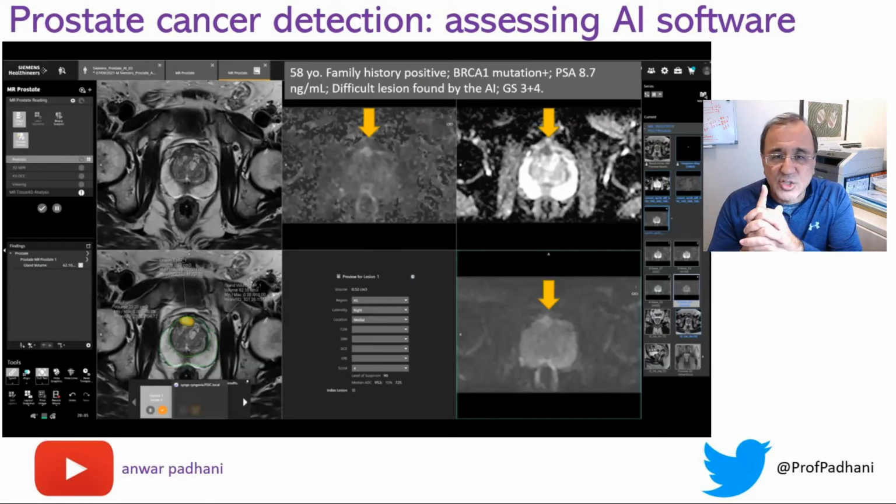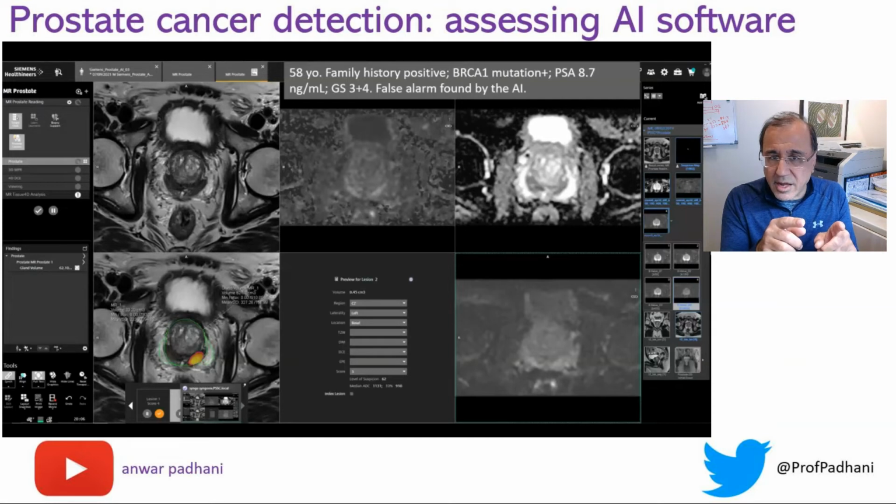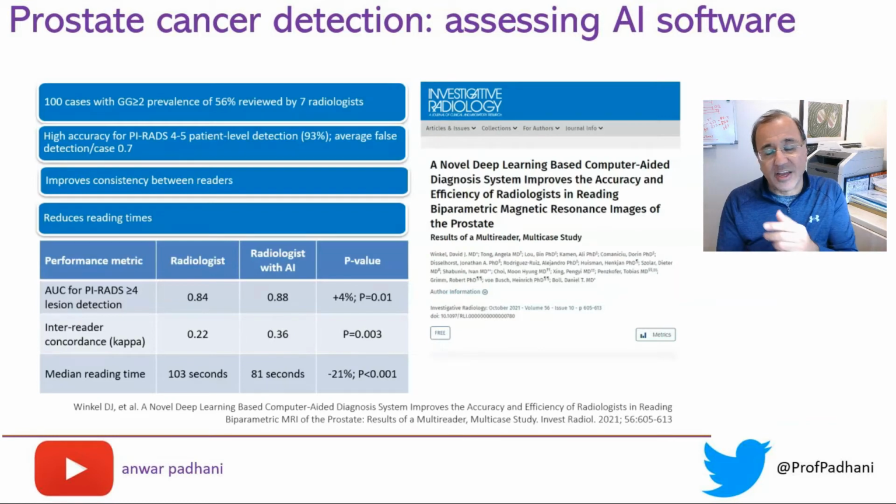So, for example, here's a small cancer behind the fibromuscular stroma anteriorly in the prostate gland, and the AI says, look, here is a lesion. So that is a true detection. But look what happens at the base. At the base, the AI is detecting a false positive lesion. So if you believe the AI, you would have called this lesion, but you would also have called this lesion. But as radiologists, we know that this second lesion, in fact, is just the central zone. So false alarms for some inexperienced radiologists will, in fact, increase.